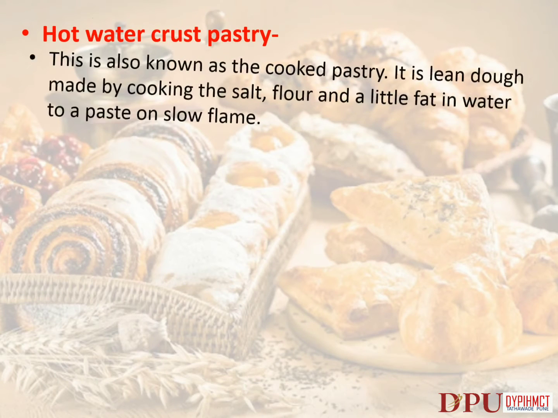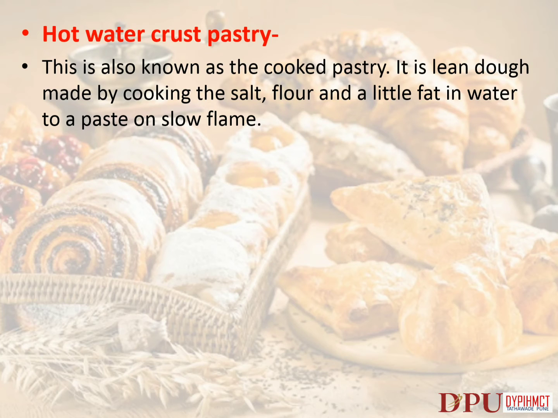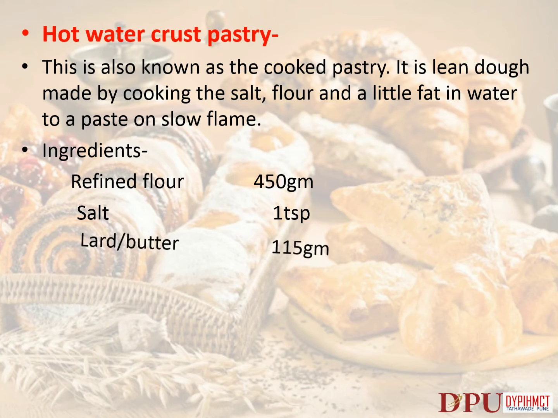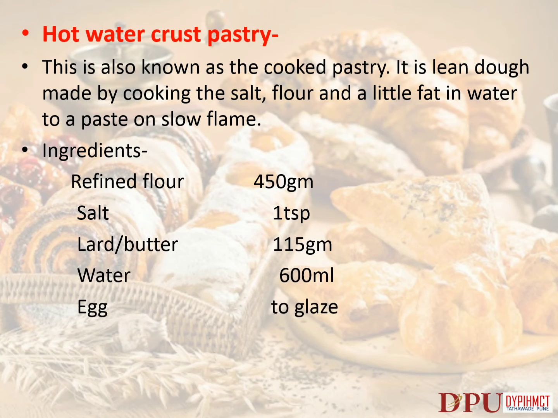Hot water crust pastry. This is also known as the cook pastry. It is a lean dough made by cooking the salt, flour and a little fat in water to a paste on a slow flame. Ingredients: refined flour 450 g, salt 1 teaspoon, lard or butter 115 g, water 600 ml, egg to glaze, savory filling 450 g.